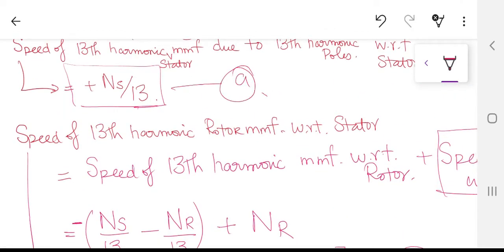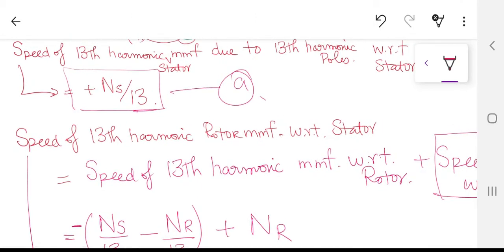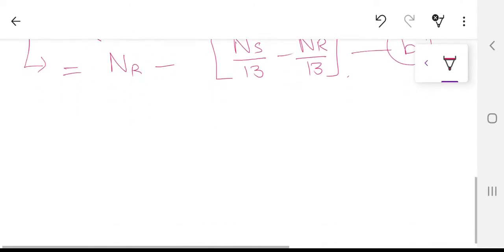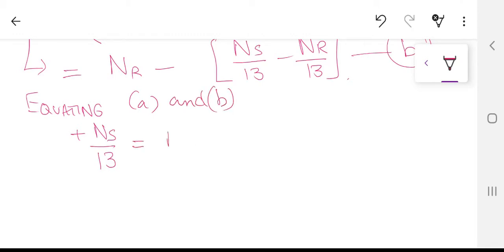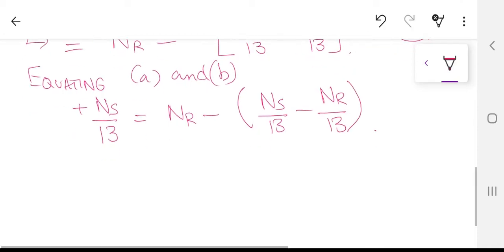Now since I'm talking about the harmonic synchronous torques, expression A and expression B are both going to have the same equal point. There is going to be a harmonic synchronous torque when A and B are both the same. So if I equate them together, this is going to be ns by 13 on this side, equating A and B. So ns by 13 will be equal to nr minus ns by 13. I'm not opening the brackets at present, I'm just writing down the equation straight away. So this is my equation after equating.